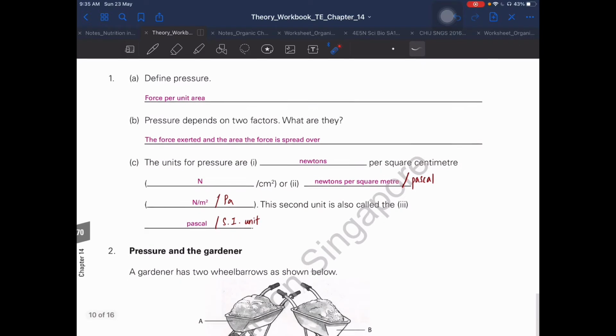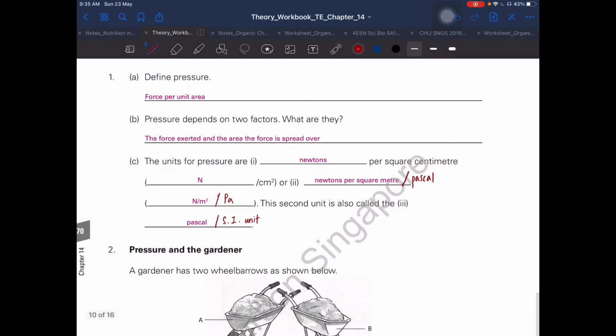Right, so on question 1, the question first asks about how to define pressure. Now I think that most of us in the class did quite well on this, so I will not spend too much time on that. But I just want to highlight what pressure actually depends on. In this question, they're trying to get you to think about the formula, that pressure is related to force and area. So the two factors are the force as well as the area over which the force is being applied.